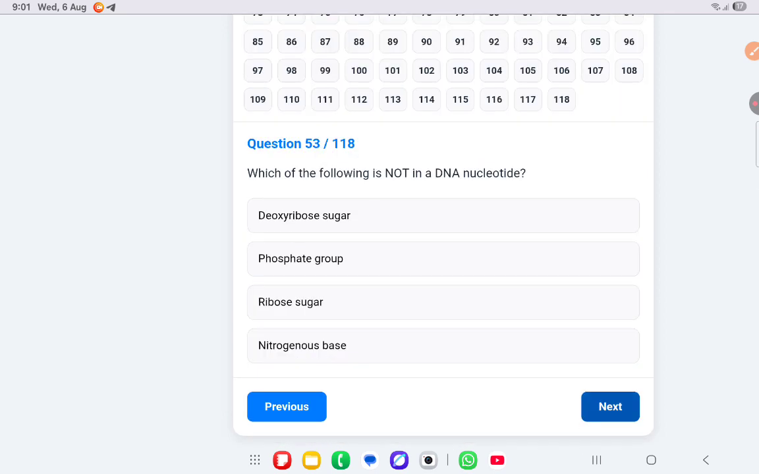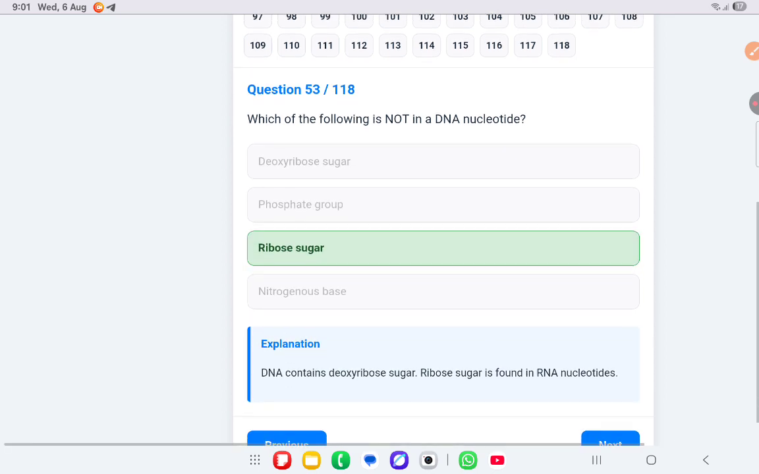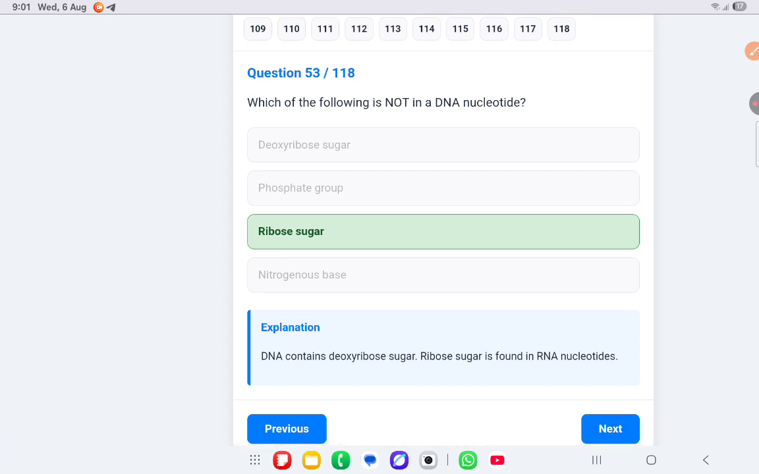Next question, which of the following is not a DNA nucleotide? कौन सा DNA न्यूक्लियोटाइड नहीं है? वो है राइबोज शुगर. DNA contains deoxyribose sugar, but ribose sugar is found in RNA nucleotide.